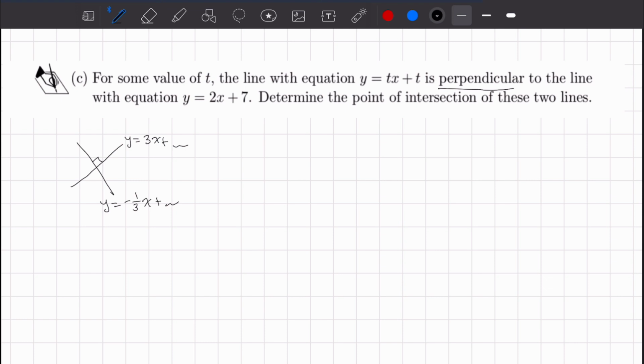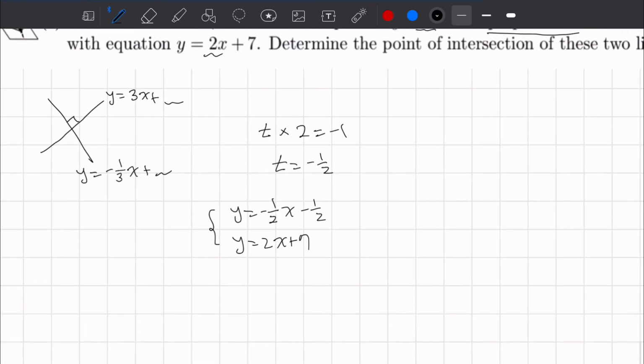So here the slope of the first line is t and the second line is 2. As I said before, t multiplied by 2 should equal -1. So therefore t equals -1 over 2. So we found the whole equation for the first line: y equals -1 over 2 x minus 1 over 2. And y equals 2x plus 7. And they're asking us to find the point of intersection of these two lines.